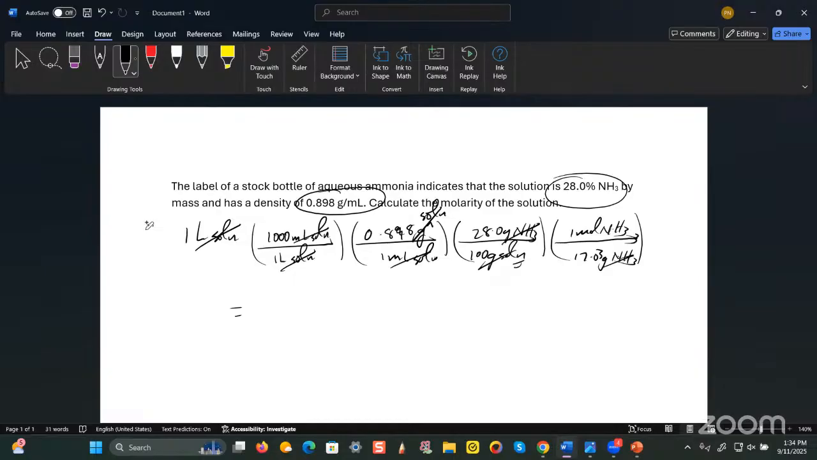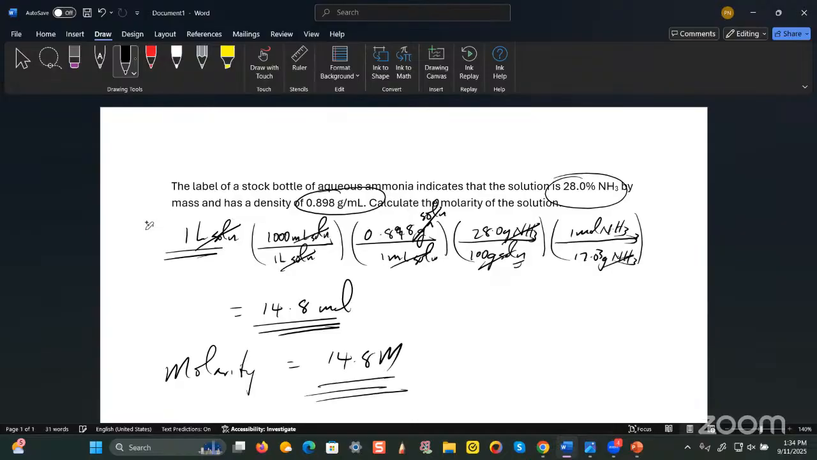So 1,000 times 0.898 times 28.0 divided by 100 divided by 17.03, and the answer I got is 14.8 moles. So this is the moles of ammonia in 1 liter of the solution. So therefore, we say that the molarity is equal to 14.8 M. And that's how you do that, right?